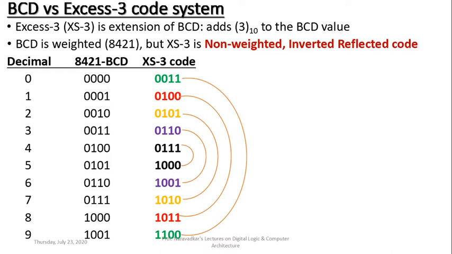It means that the plane of reflection should be placed exactly in the middle, between the XS3 representations of 4 and 5. There will be a reflect plane, and about that reflect plane we are getting that inverted reflected code. Now we start here about the Gray code.